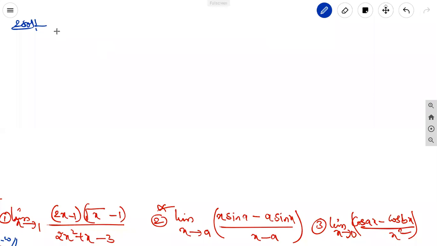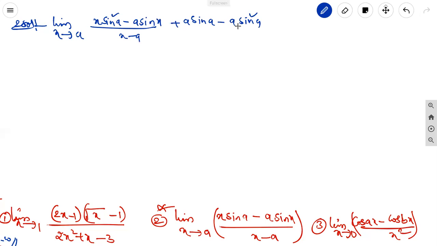For the second solution, taking the problem limit x tends to a, (x sine a minus a sine x) by (x minus a). Here x sine a is there, so we can add and subtract a sine a, then these two get cancelled. Why we are adding: here sine a is there, here also sine a is there. When we take sine a common, we get x minus a. So x minus a will get cancelled. This is for another way.